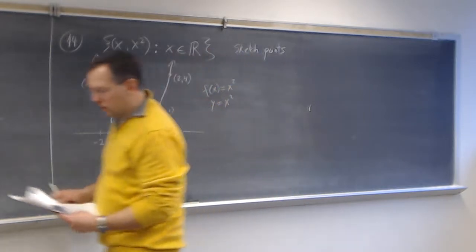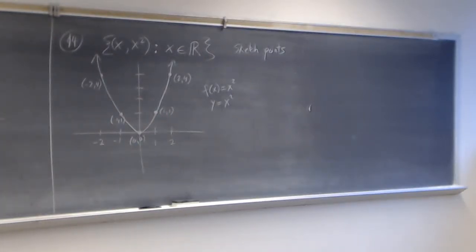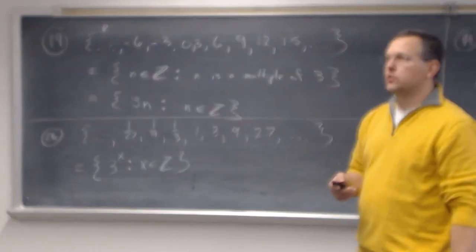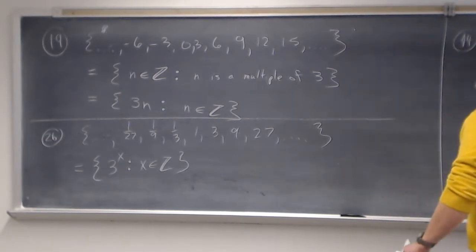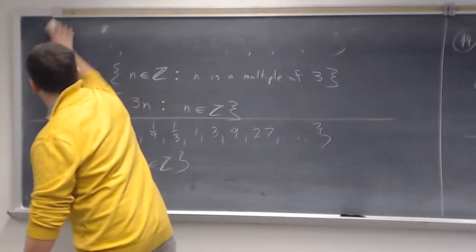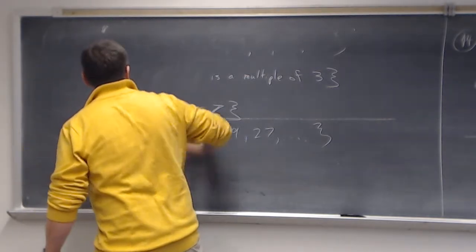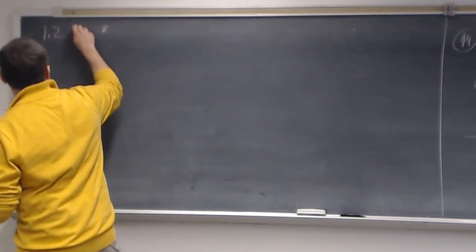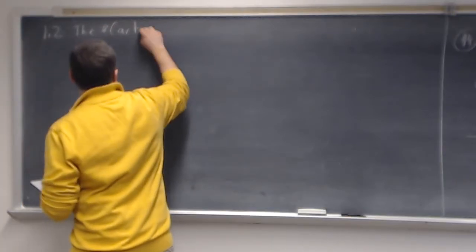So this is just a little review of what we did in section 1.1. Today, my goal is to cover the next couple of sections of chapter 1. Section 1.2 starts with another type of set called the Cartesian product. You can think of it as, how would you multiply two sets? This is one way you could define a multiplication of sets. So this is section 1.2, the Cartesian product.